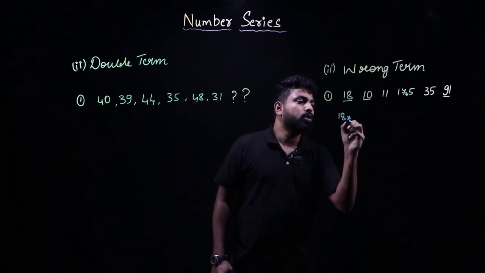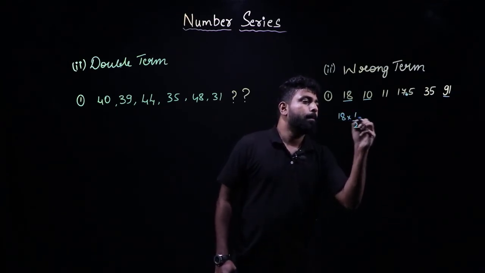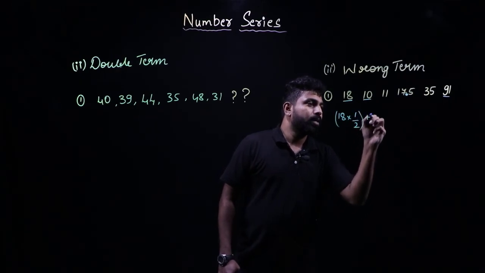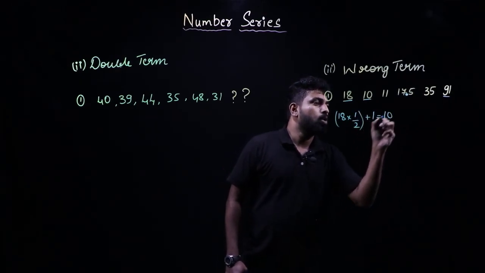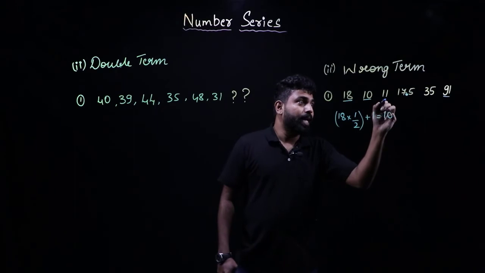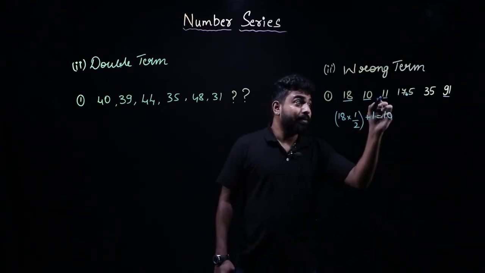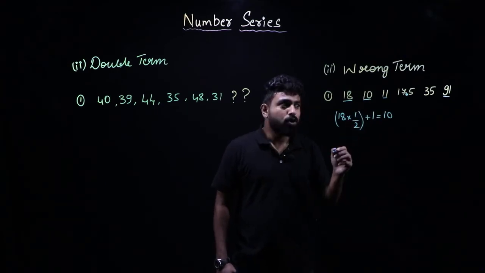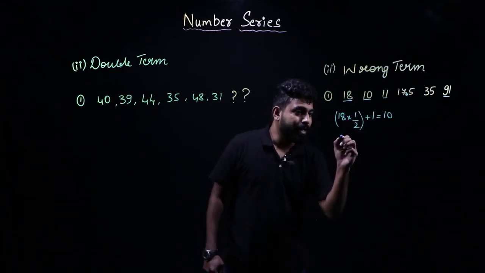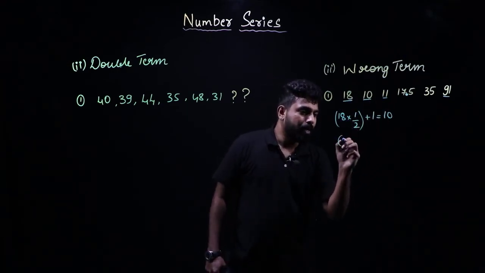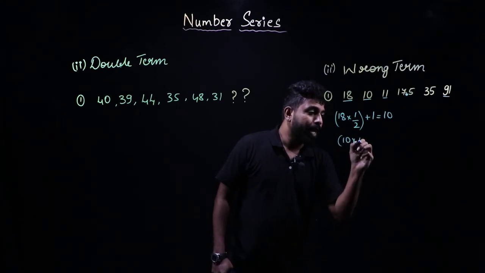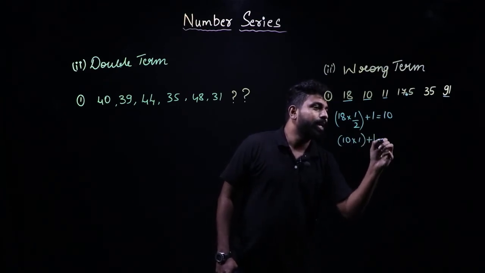18 into 1 by 2 plus 1 gives me 10. What about the next term? Next term is 11. What is 11 when compared to 10? 11 is somewhere near to 10 itself. So what should I multiply with 10 to get 11? I should multiply 10 with 1 and then add 1 to get 11.